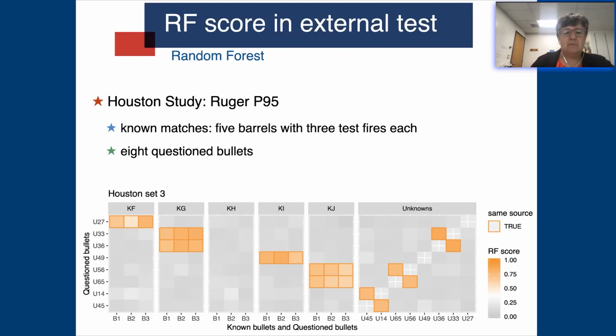Those are these columns of scores or representation of scores on the left-hand side of the image. We've got 8 question bullets, unknown 27 through unknown 45. And what we're doing here is we're actually summarizing the random forest score across all 6 lands of each bullet. We're picking the 6 best matching scans of each bullet to bullet comparison.